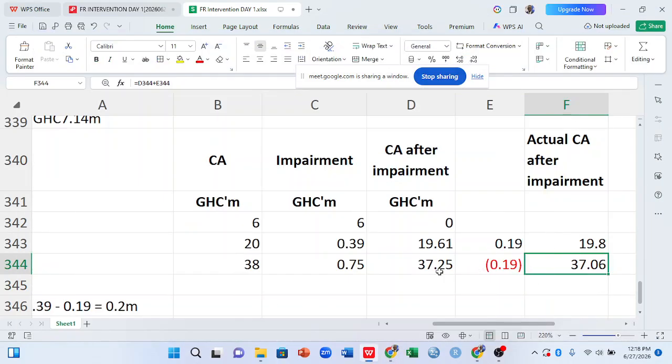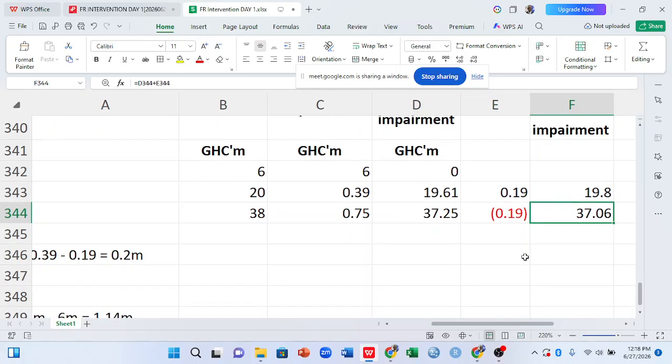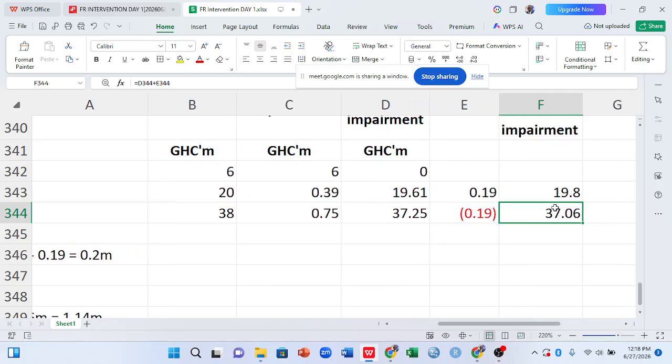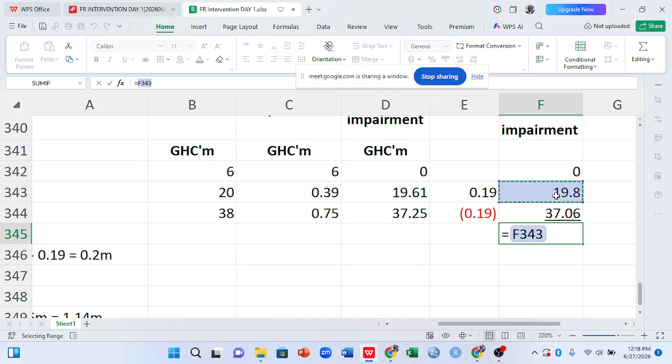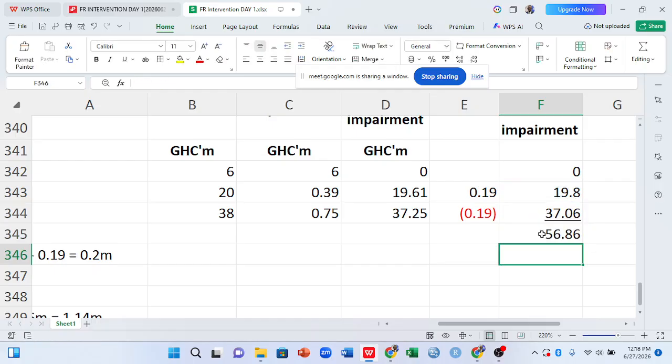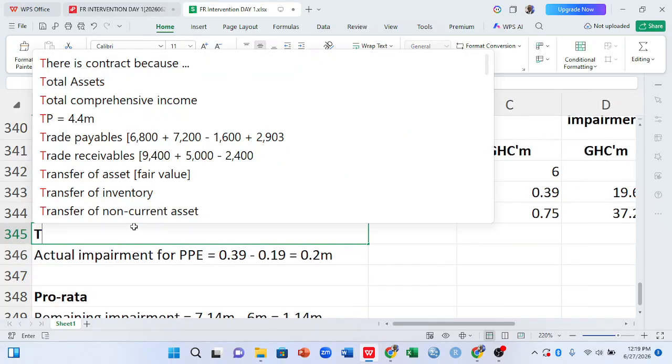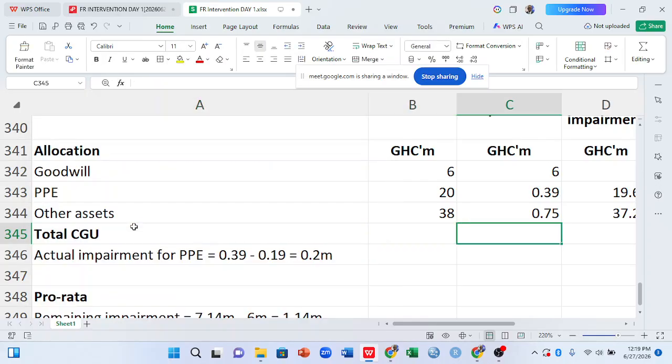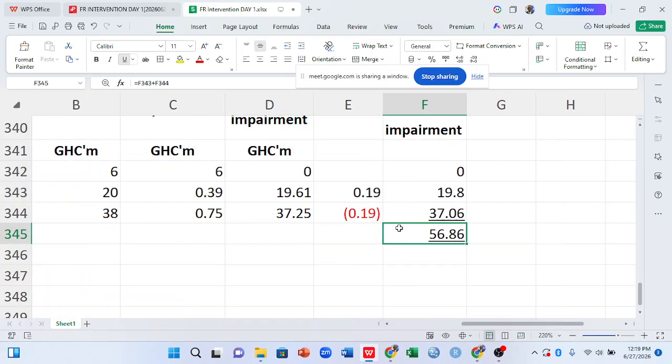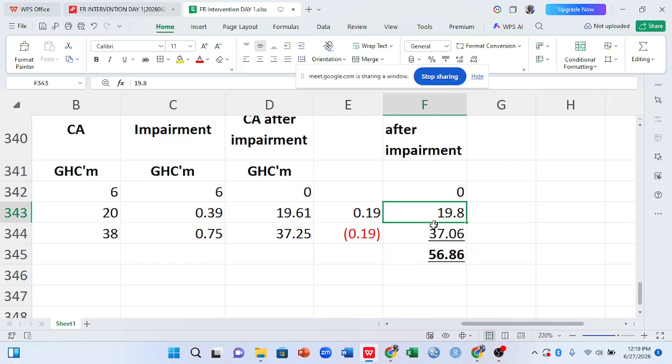So that will be this minus this, which will give us 37.06. So this will be the actual carrying amount of your assets. You sum this together to get the value for your cash generating unit, the total cash generating unit. And this will be your individual carrying amount after impairment.